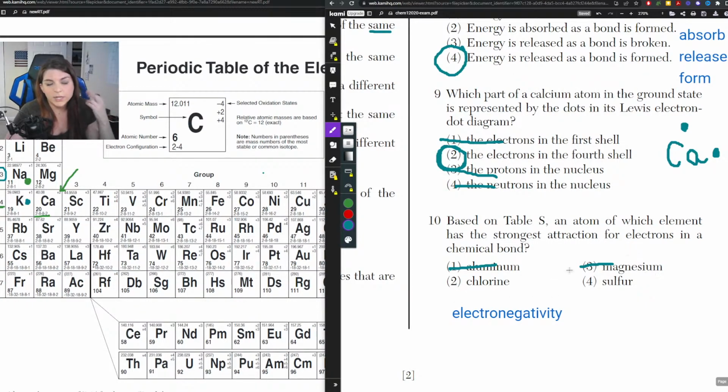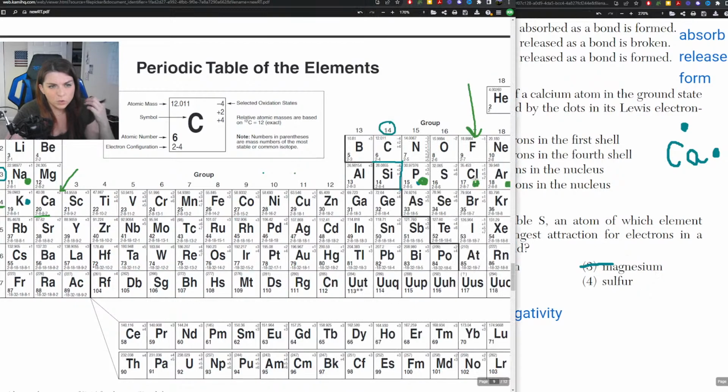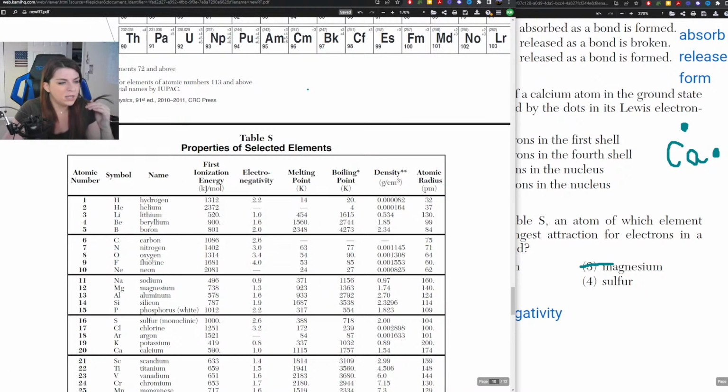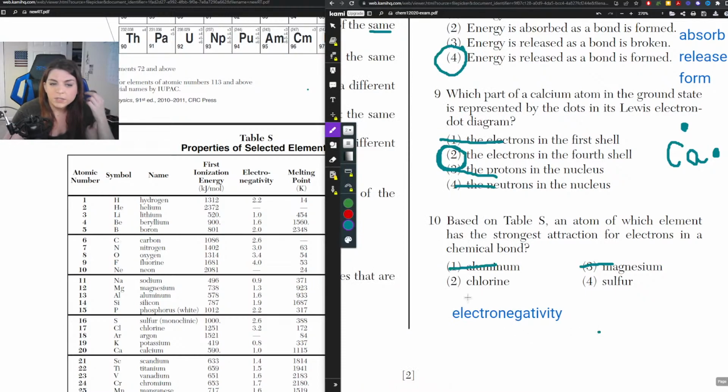And then we're left with chlorine and sulfur. Chlorine is right next to fluorine and sulfur's over here. If we go and look them up, they're 16 and 17. They are 2.6 and 3.2. So following the trend, chlorine does have the strongest attraction for electrons in a bond.